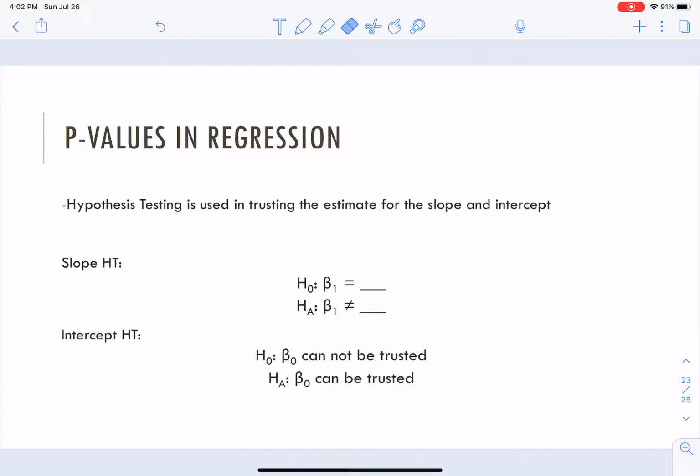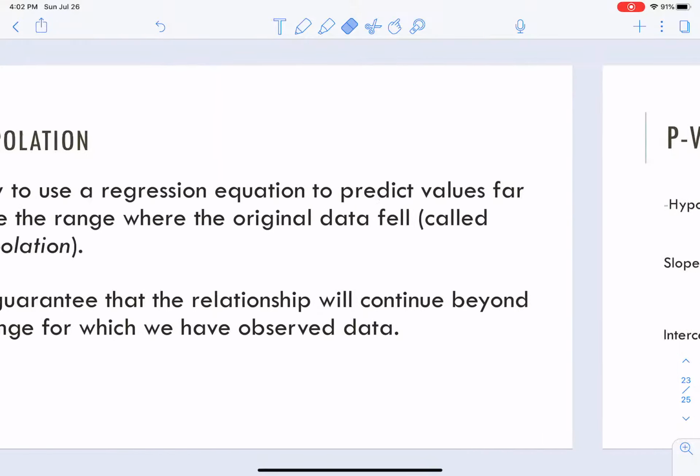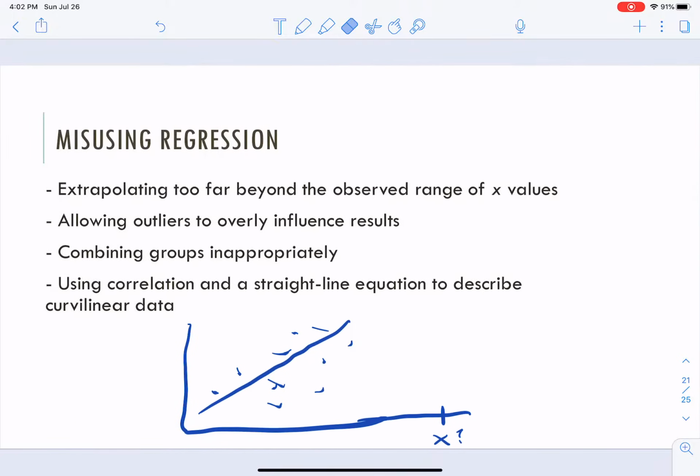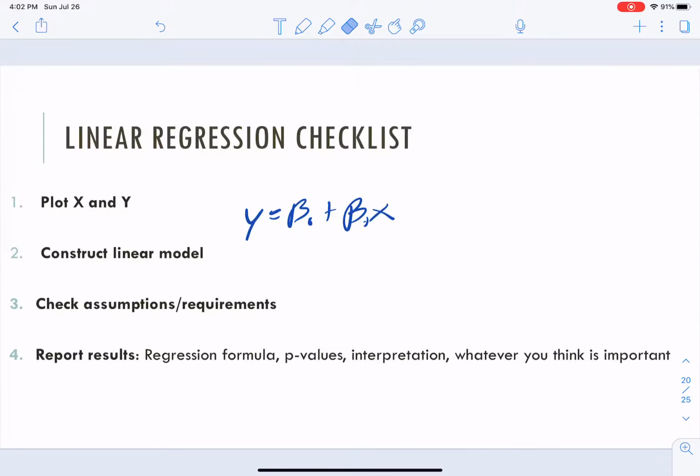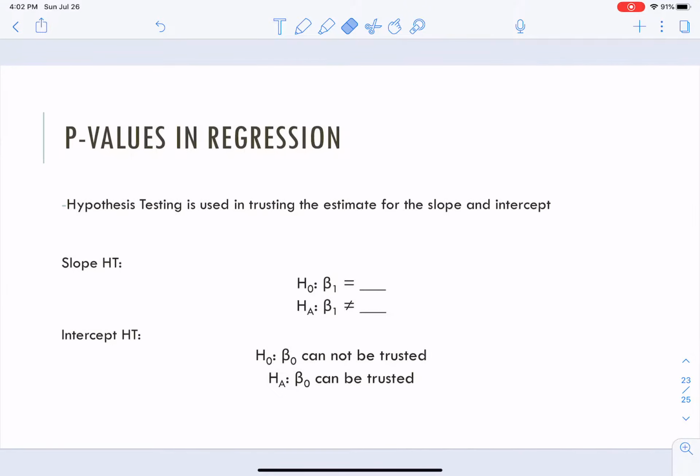Alright, welcome back. In the last video, we were talking about extrapolation, misusing regression, and then the sort of checklist here. Now, one thing I do want to talk about is how hypothesis tests are used in regression, and it's pretty wild. It's pretty cool. It's the same process as what we were doing with t-tests by hand, except it's a little bit more involved mathematically. You don't have to worry about that, which is wonderful.